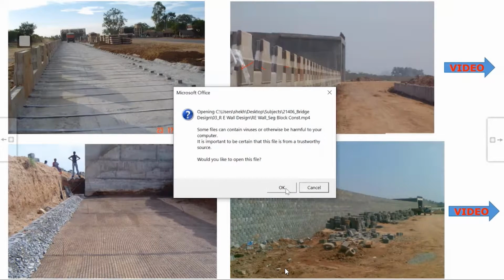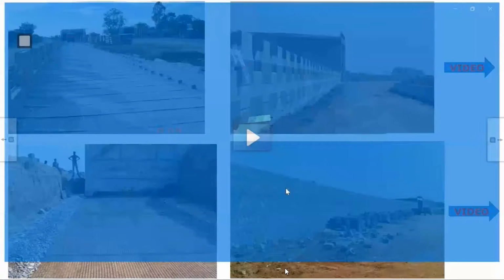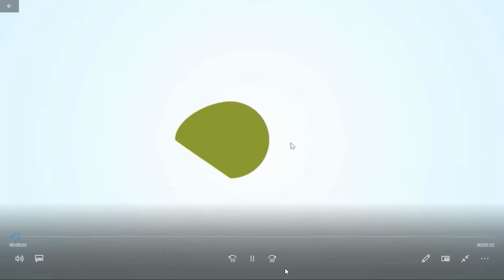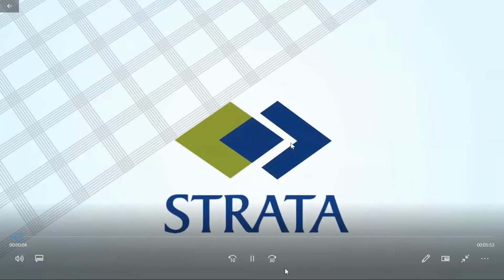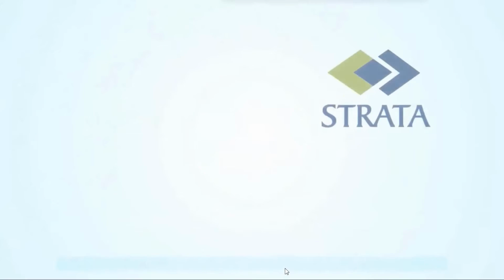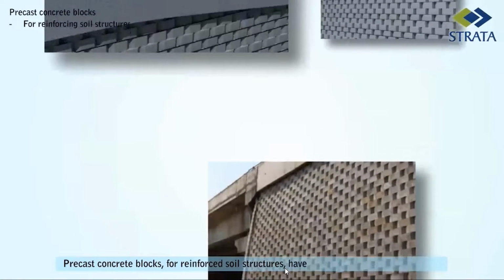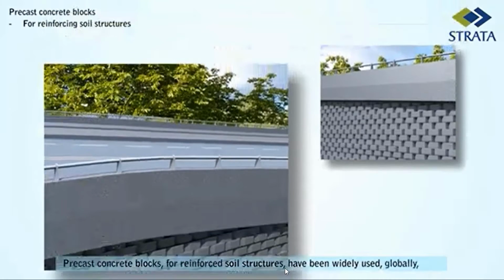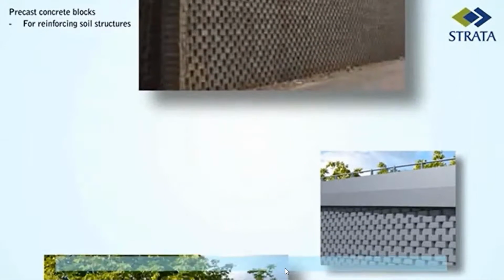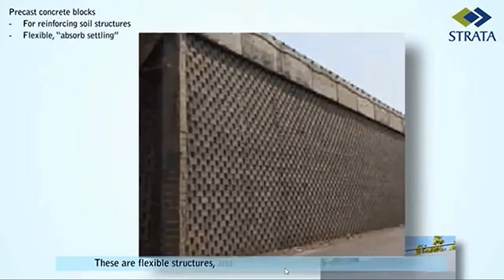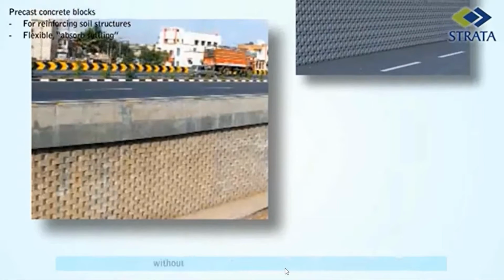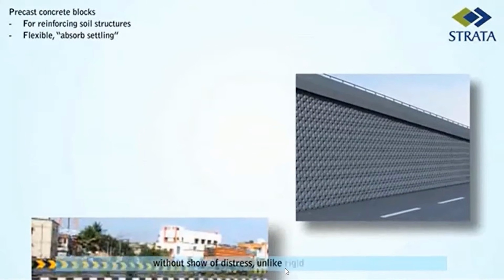Second video is using small modular blocks. Precast concrete blocks for reinforced soil structures have been widely used globally since the 70s. These are flexible structures and are amenable to differential settlements without show of distress, unlike rigid structures.